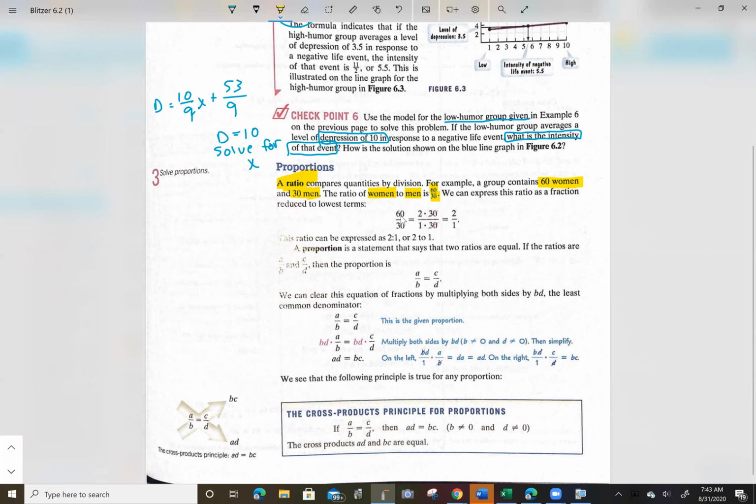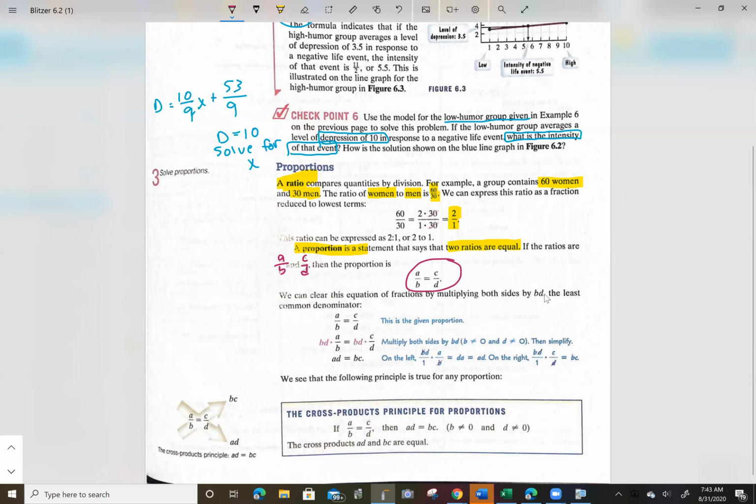So they said that 30 can go into both of these numbers. 30 can go into 6 two times, 30 can go into 3 one time, so it's actually 2/1. A proportion is a statement that says two ratios are equal. If the ratios are A over B and C over D, then the proportion is A over B is equal to C over D.